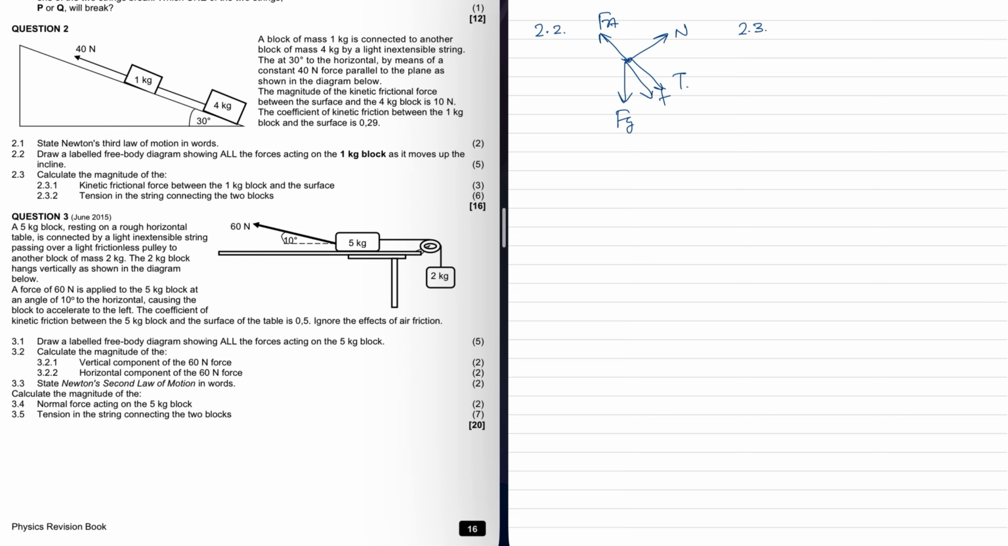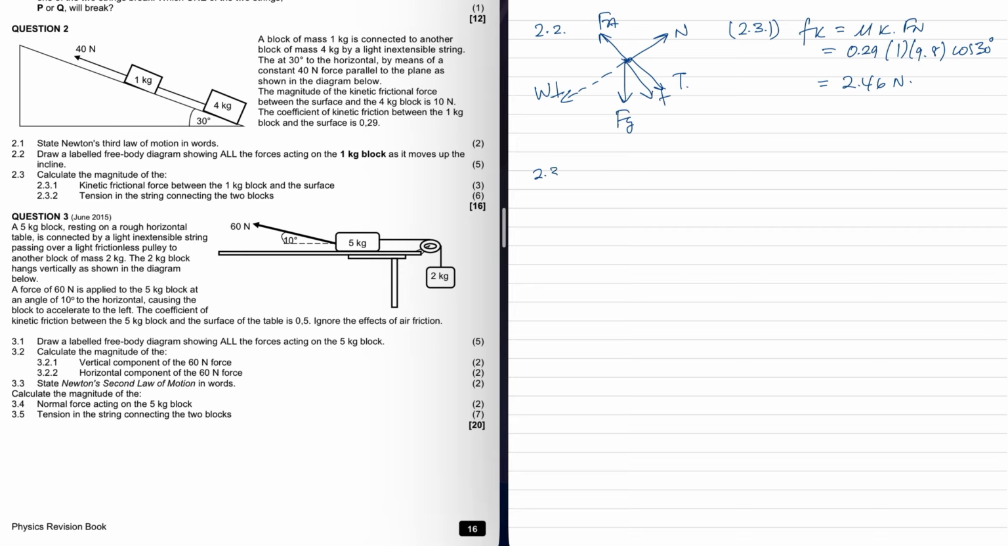Question 2.3.1 says, calculate the kinetic friction force between the 1 kilogram block and the surface. So kinetic friction, Fk, is going to equal mu k times Fn. Now mu k we've been given as 0,29, and Fn is going to equal the perpendicular component of the weight, and that's going to be mg cos theta. So 1 times 9,8 times cos of 30 degrees, the angle of the slope. And that's going to give us an answer of 2,46 newtons.